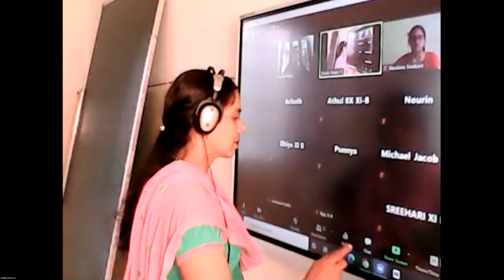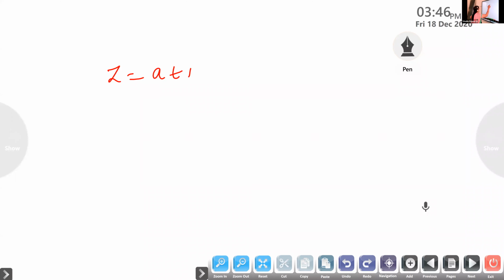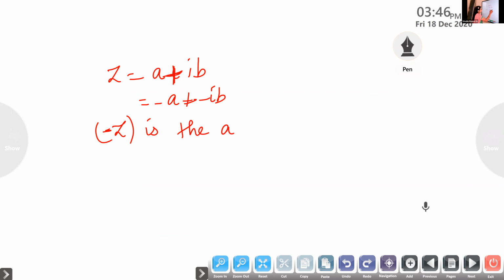Okay? Same way. What is the additive inverse of the complex number Z is equal to A plus iB? Minus A minus iB. So we can say minus Z is the additive inverse of Z. The negative of that number is the additive inverse. Minus of Z is the additive inverse.